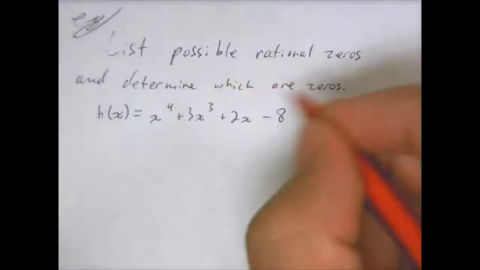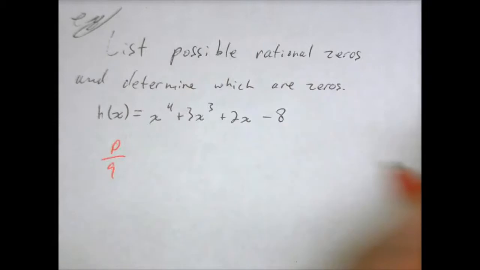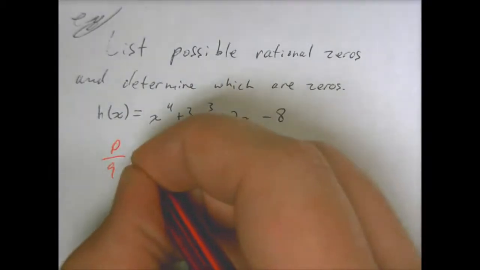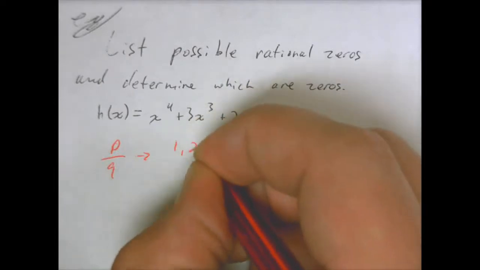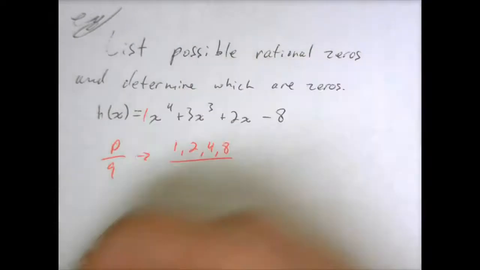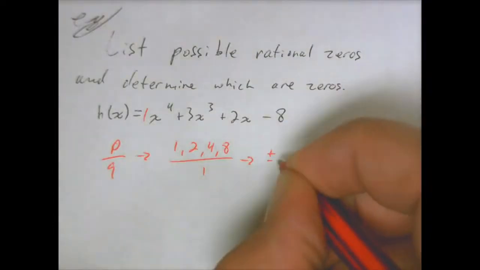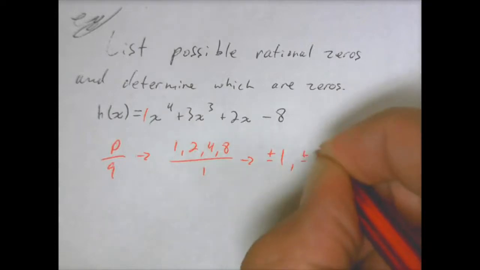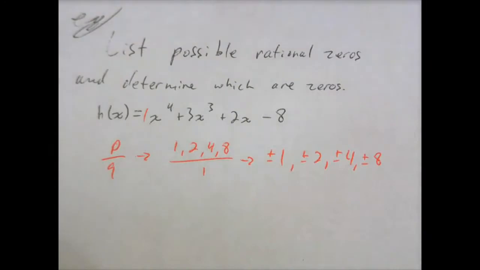So in this one, listing possible rational zeros, again, I will do P over Q, where P is the factors of the constant term. So this will be 1, 2, 4, 8, and factors of the leading term, that's just a 1, so that's just 1. So I only have plus or minus 1, plus or minus 2, plus or minus 4, and plus or minus 8. So if there's anything outside of that, it is not a rational zero.